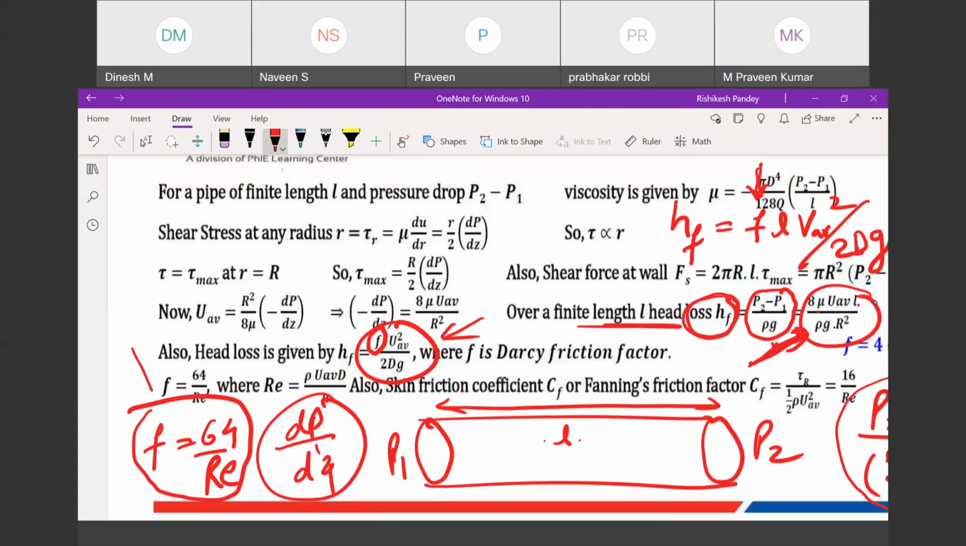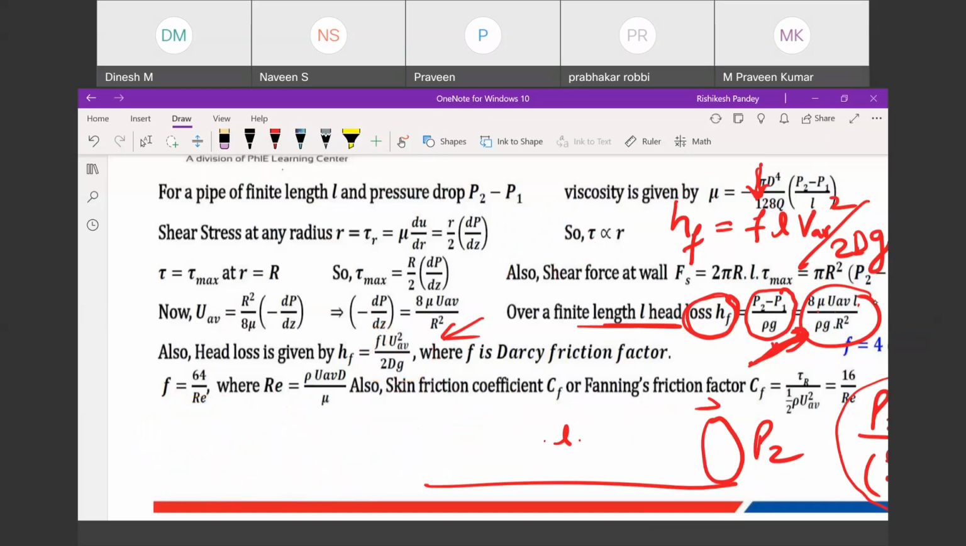So you can make a note of this one. Yes, if RE is given as 1000, then F will be what? 64 by 1000. So the value will be 0.064. They can give it in the options. How much time will it take to calculate? Hardly 2 seconds. Okay, so this is the first thing.